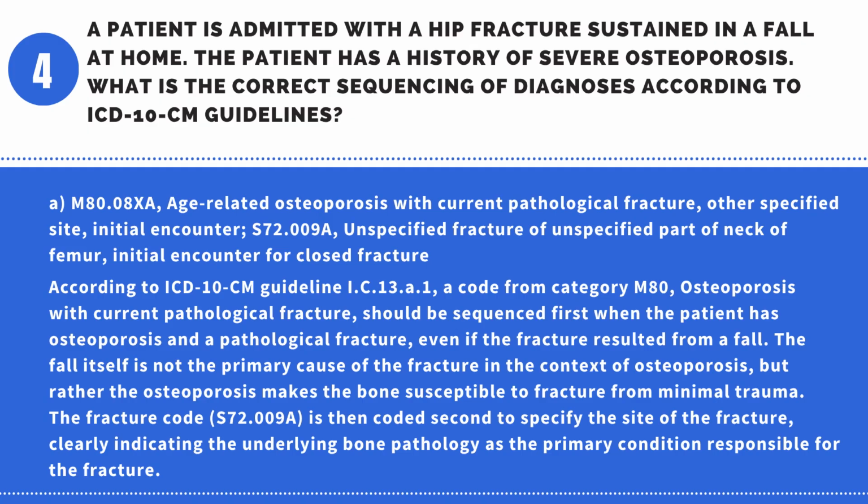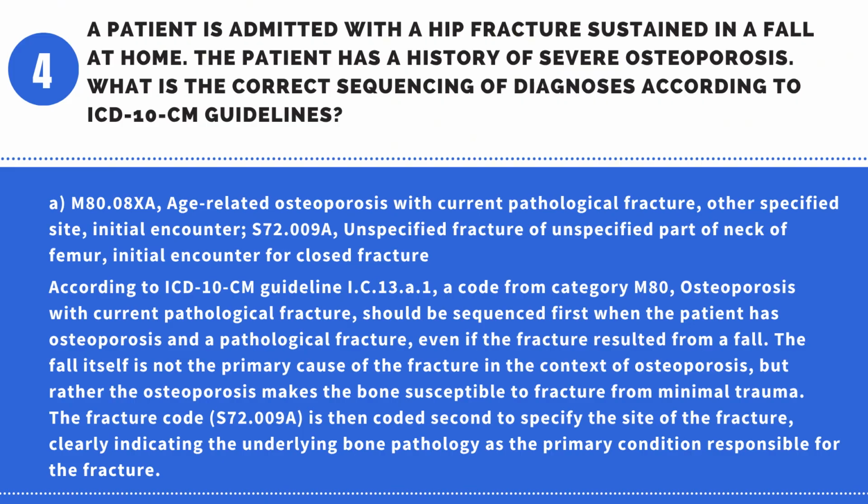S72.009A, unspecified fracture of unspecified part of neck of femur, initial encounter for closed fracture. Explanation. According to ICD-10-CM Guideline I.C.13, a code from category M80, osteoporosis with current pathological fracture, should be sequenced first when the patient has osteoporosis and a pathological fracture, even if the fracture resulted from a fall.